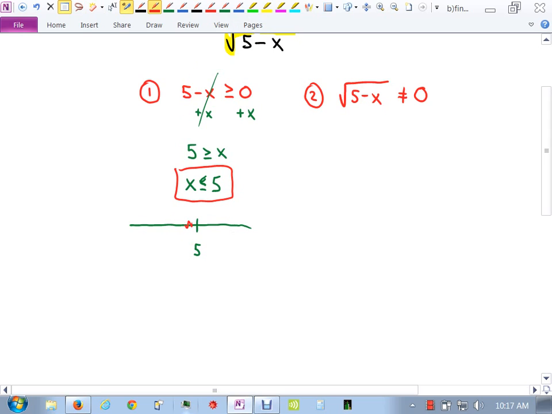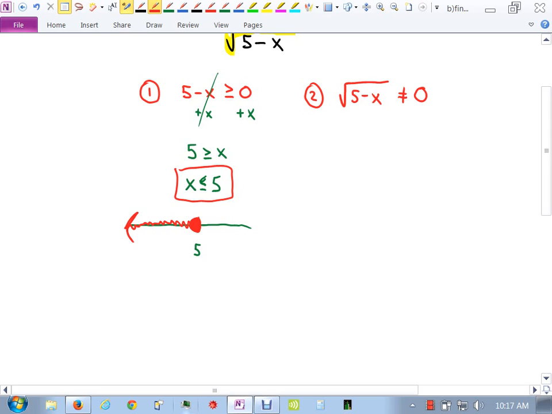So I'm going to do it this way. It's everything this way, right? But can it be 5? According to this, it can be 5, right? So what I'm going to do is put a dot here, and I'm going to make it a solid dot. If I ever get to the point where I don't want 5, I would put an open circle. All right? Any questions on that part?